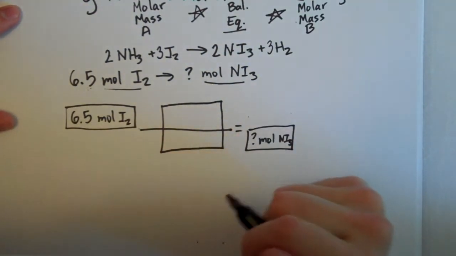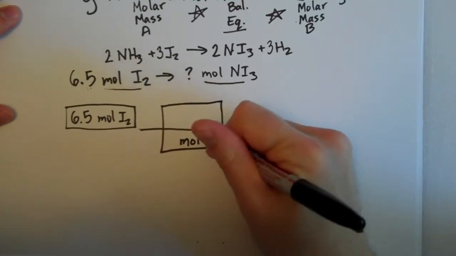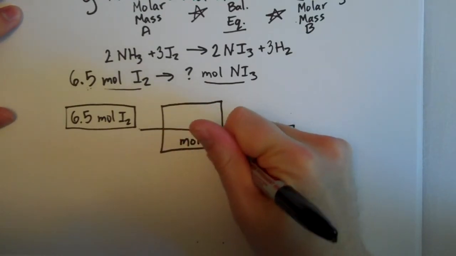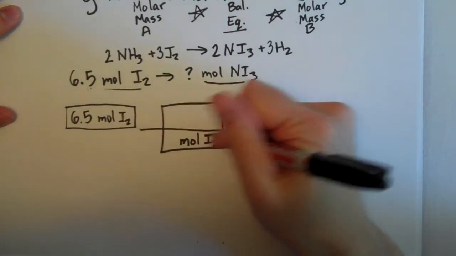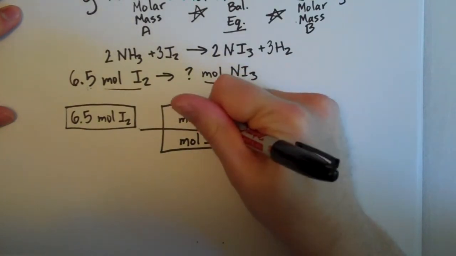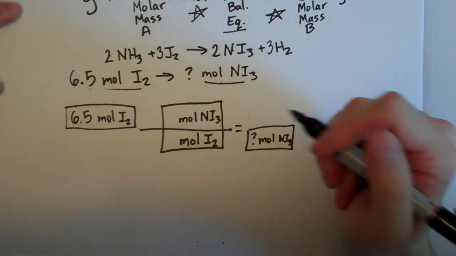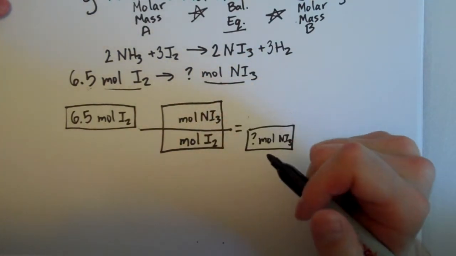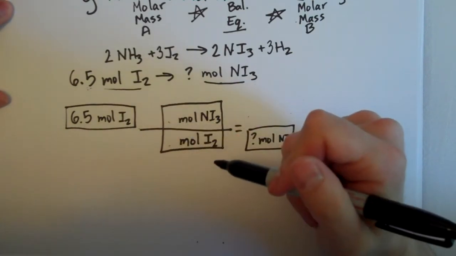Now a balanced equation domino always looks the same. It always says moles of what I started with on the bottom. So in this case, moles of I2, because that's what I started with. Okay, moles of what I want always goes on the top. I want NI3, right? I'm trying to get question mark moles of NI3, so that moles of NI3 has to go on top. Now these numbers here come from the balanced equation.